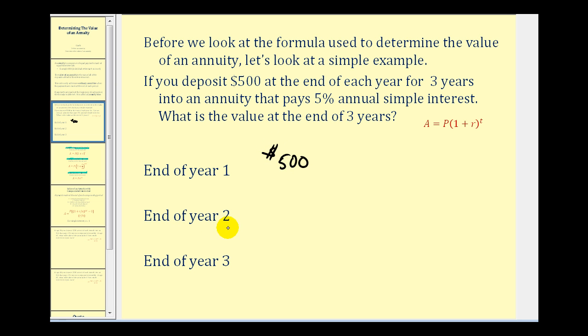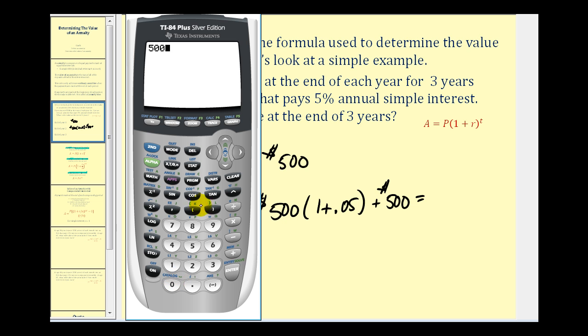Now, at the end of the second year, we would earn interest on the first $500 and then add another $500 to the balance. So we'd have $500 from the first year times 1 plus 0.05 using the simple interest formula where t would be equal to 1 plus the new deposit of $500. Let's see what the new balance would be. We have 500 times 1.05, plus the new deposit of $500 at the end of year 2. So we have $1,025.